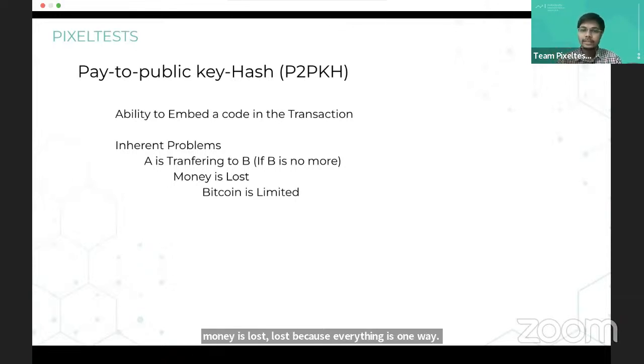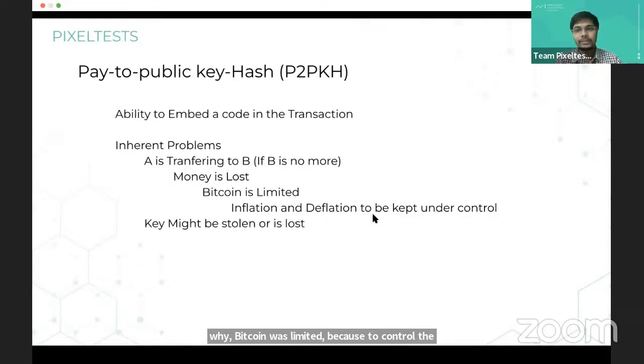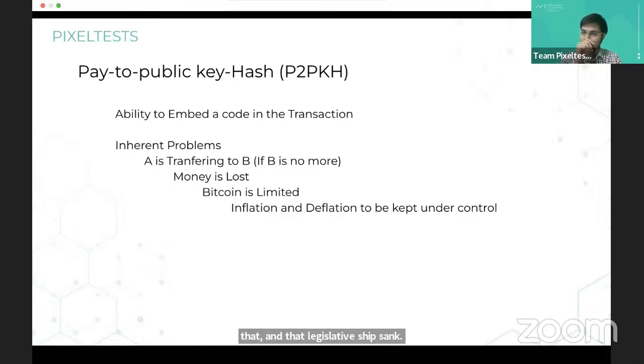So how do we face this particular challenge? Why was Bitcoin limited? Because that is how inflation and deflation are controlled. But when supply is limited, losing money is a problem. In a regular system, for example, if a ship carrying cash sinks, as in the example from Professor Pandurangan, the money is lost. Similarly, in Bitcoin, money can be lost, and nobody can go ahead and find it.